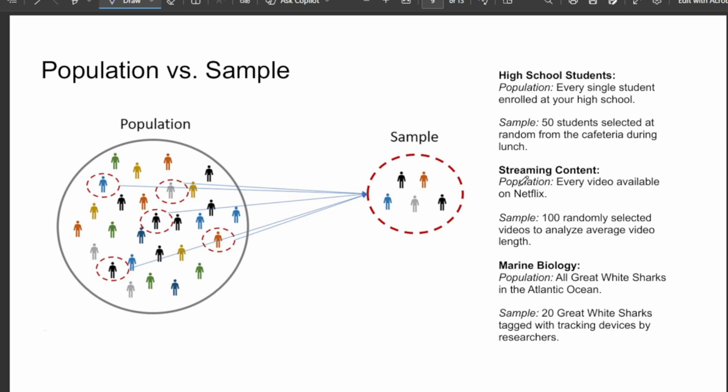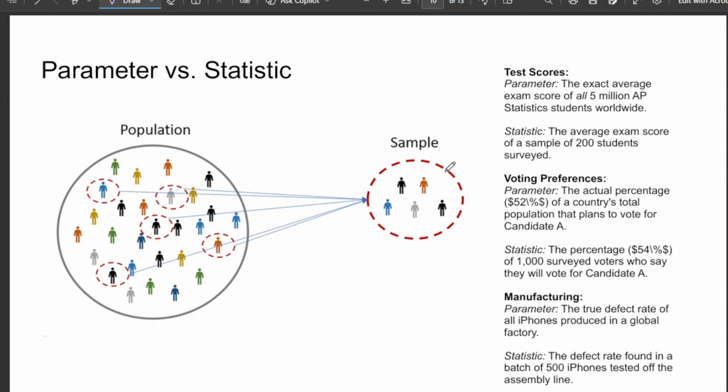Streaming content: the population is every video available on Netflix, and the sample is 100 randomly selected videos. All great white sharks in the Atlantic Ocean: the sample is 20 great white sharks tagged with tracking devices by researchers. So that's the difference between population and sample.